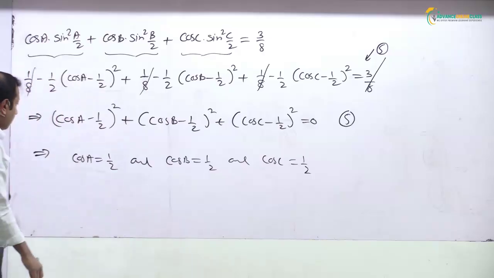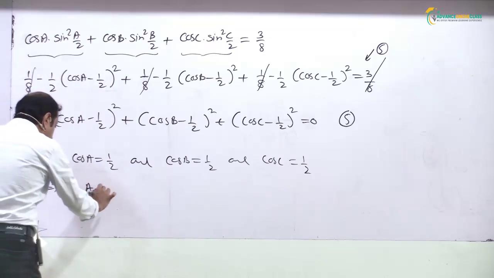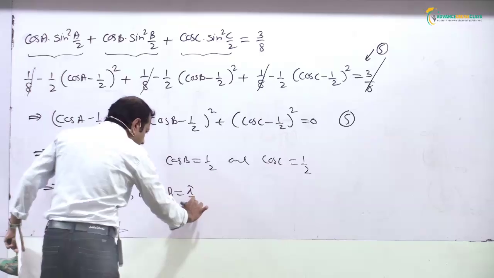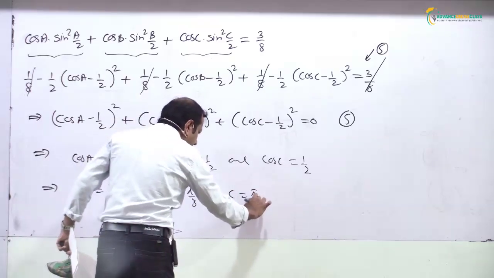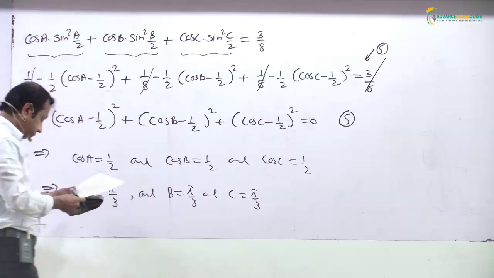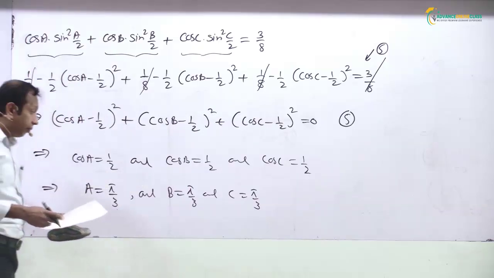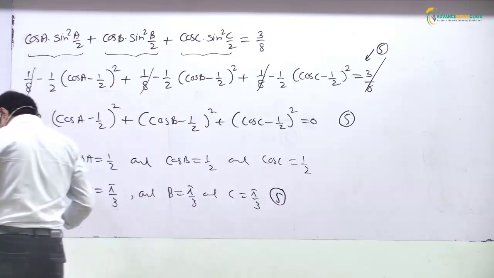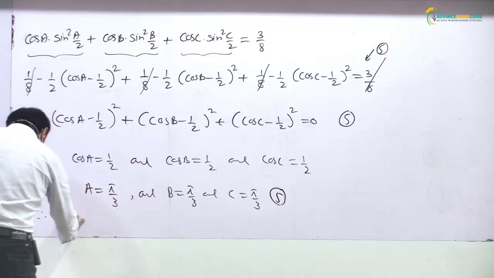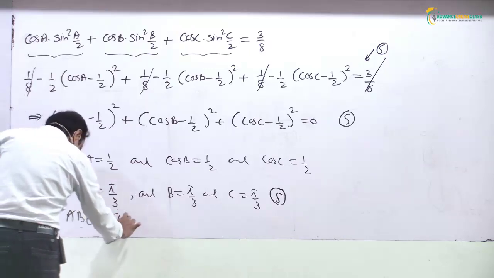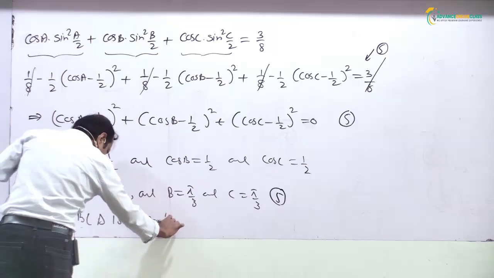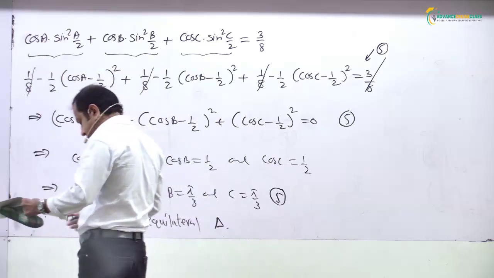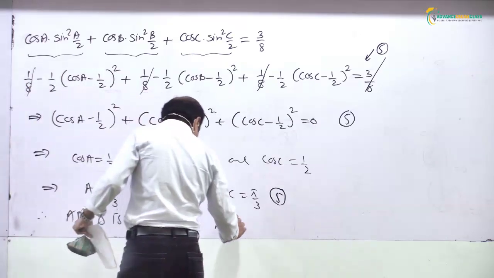Each should be equal, so A is pi by 3, and B is pi by 3, and C is pi by 3. And then what can we say? Therefore, the triangle ABC is an equilateral triangle. For this 5 marks, for the last statement.